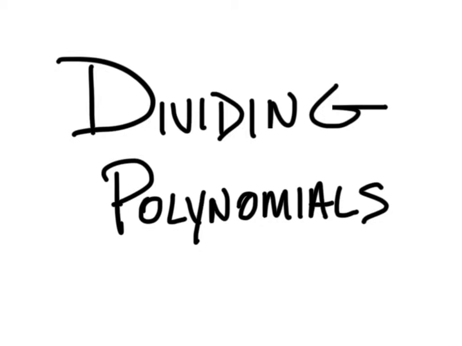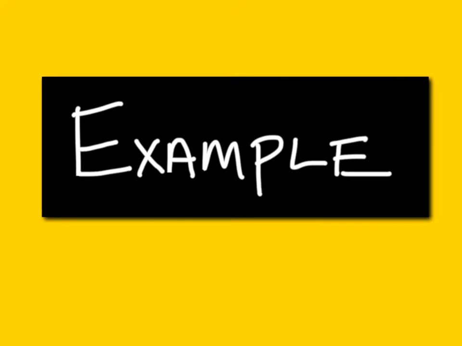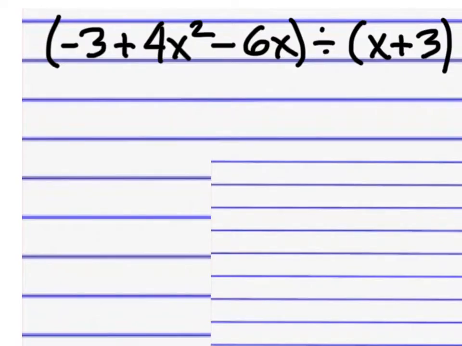Dividing polynomials is your next section. Here is an example. The problem is the quantity of 4x squared minus 6x minus 3 divided by the quantity of x plus 3. The first thing you need to do is to write it as a long division problem. And the way you do that is the following.